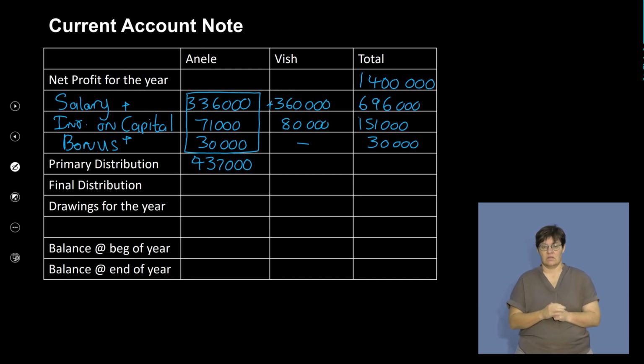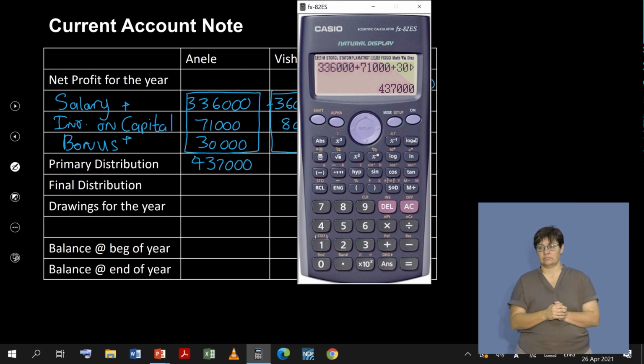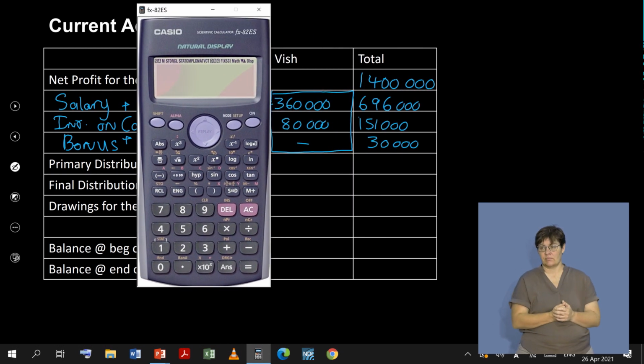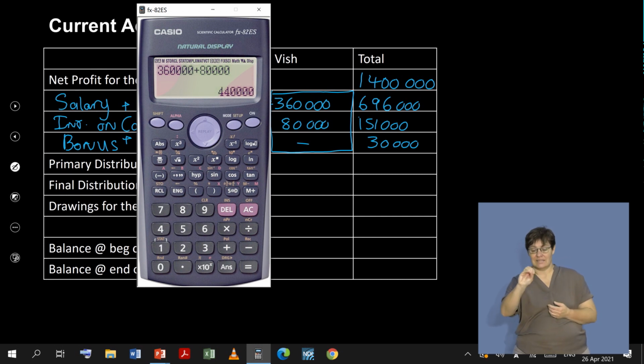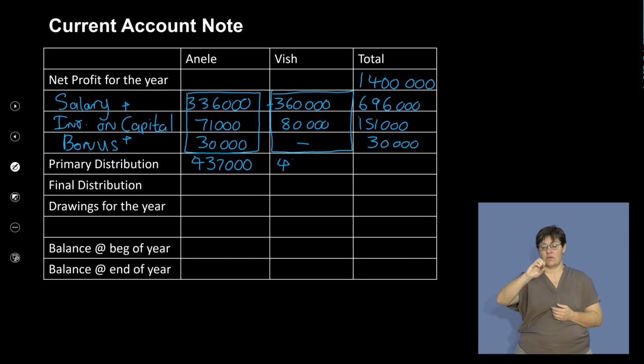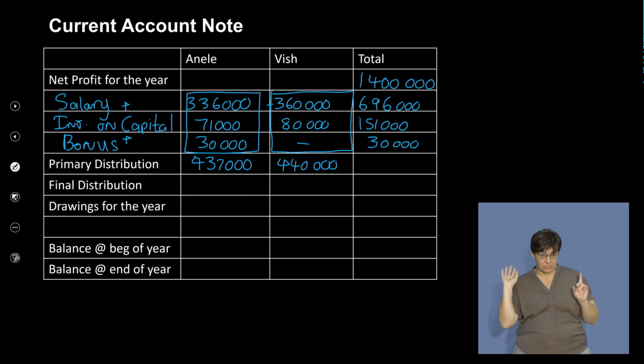Right, we're going to do the exact same calculation for partner Vish. So we've got 360 plus 80,000 again. I'm going to put that into a block to show that I'm adding these amounts. Right, let's just quickly move that so you guys can see. So 360,000 plus the 80,000, and that gives us an amount of 440,000. So 440,000. Okay, you guys with me so far?